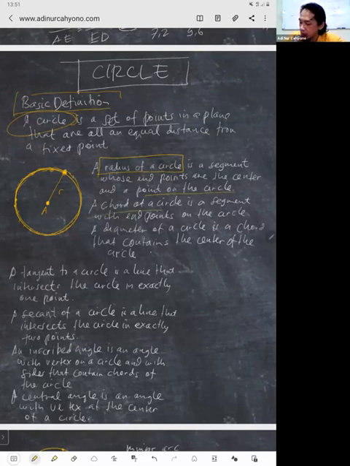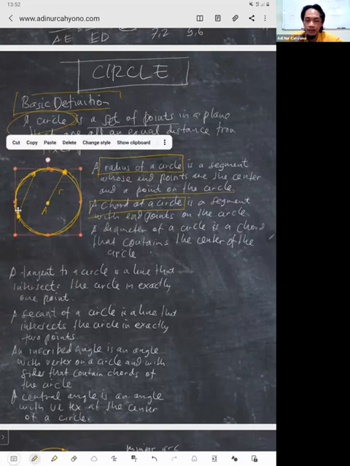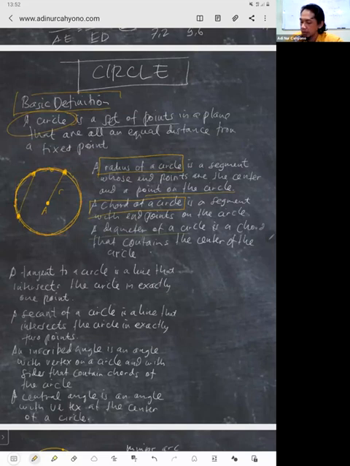And we have another definition: a chord of a circle. A chord is a segment with endpoints on the circle. Yes, this is the chord. This is a segment, and the ends of the segment are points on the circle. This is the chord. Okay, and the next is the diameter.